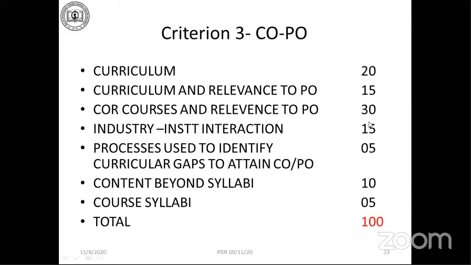Curriculum development is also associated with your vision and mission. It is associated with your POs. Similarly, there should be a relationship between the curriculum and its relevance to POs. Whenever we are going for industry institute interaction, what is the role of this industry institute interaction in the development of the curriculum process? What is the process used to identify curriculum gaps to attain COs and POs? Most of the times you are going for CO-PO matrices.